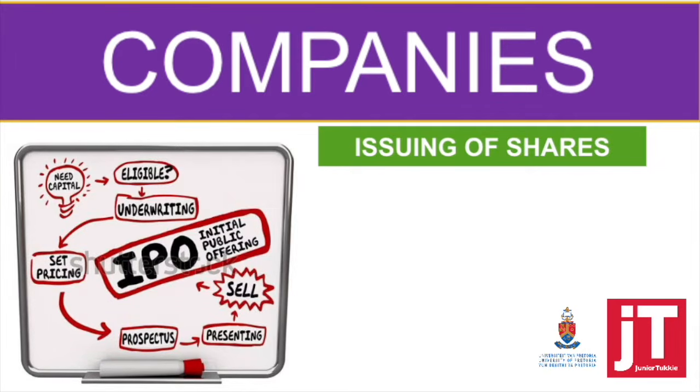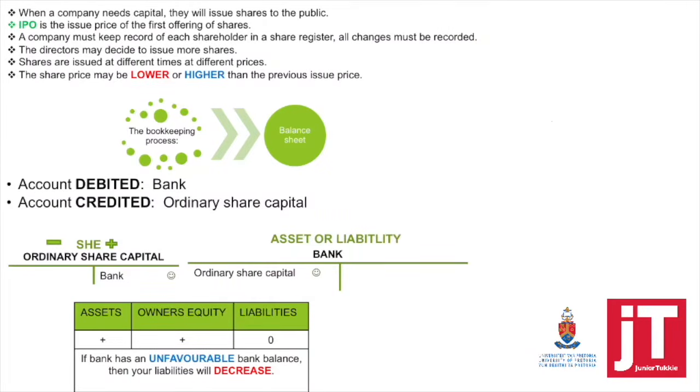And the first thing that we are going to look at is the selling of shares or the issuing of shares to the public. Now, why would a company decide to sell shares to the public? If a company needs money, they need capital, they can either borrow money from the bank or they can decide to sell shares to the public. IPO is the initial public offering, the first time the shares were issued to the public at a specific price.